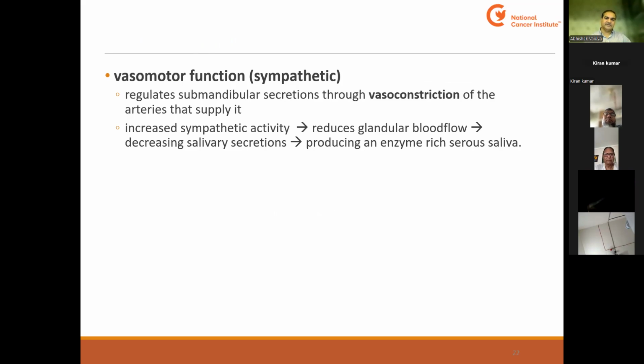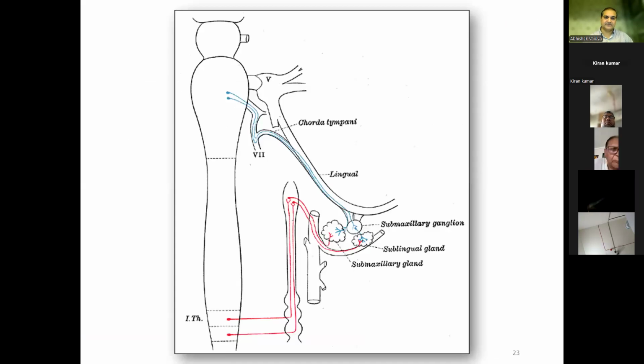And if you look at the sympathetic, this is mainly vasomotor in function. This regulates submandibular secretions through vasoconstriction of the arteries which supplies it, which is the facial artery, of course. So basically, if there is an increased sympathetic activity, this reduces the glandular blood flow, causes decreasing salivary secretions and produces an enzyme-rich serous saliva. So this is basically a sympathetic response on the submandibular glands.